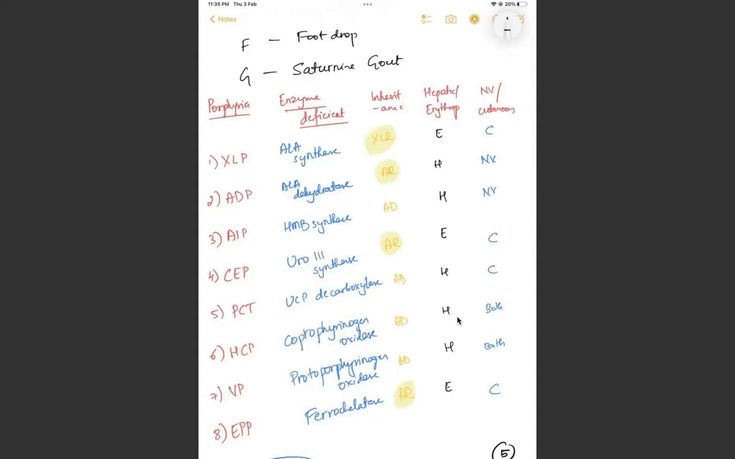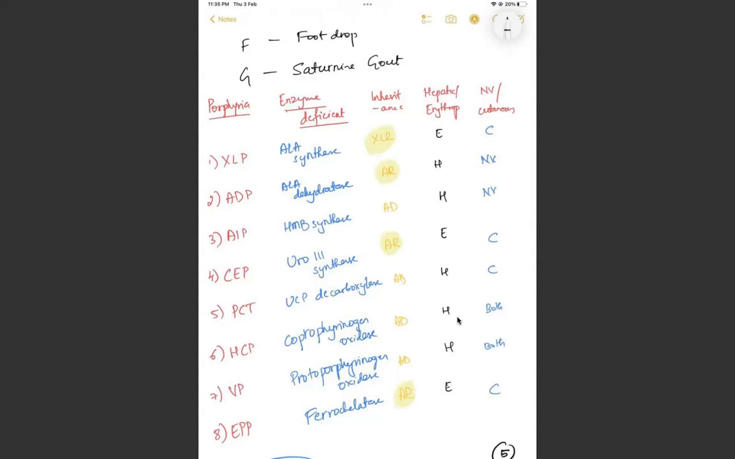Okay, and you remember that hereditary coproporphyria, which I have written as HCP, and variegate porphyria show manifestations of both neurovisceral symptoms and cutaneous symptoms. Apart from this, you can remember that the porphyrias with only cutaneous symptoms usually involve RBCs, that is erythropoietic protoporphyria, congenital erythropoietic porphyria, and porphyria cutanea tarda. Along with that, X-linked protoporphyria also presents with cutaneous symptoms only.